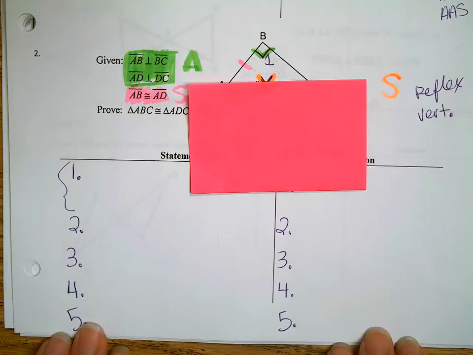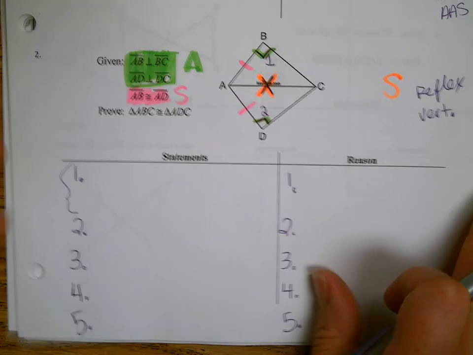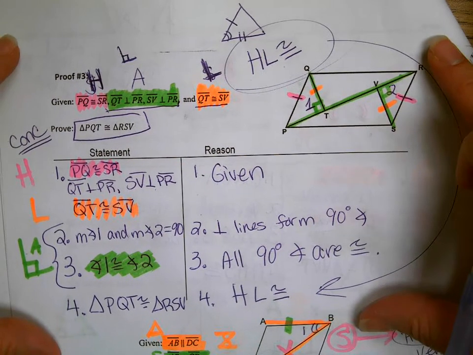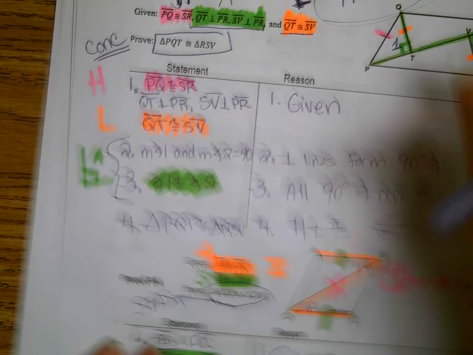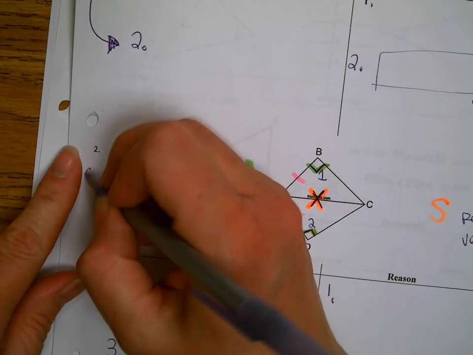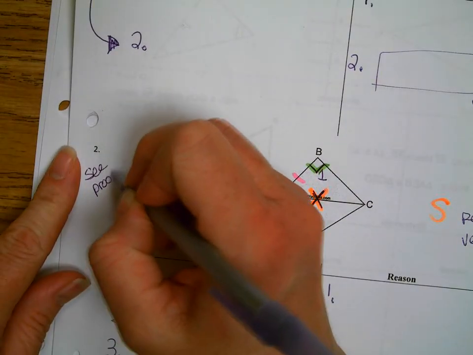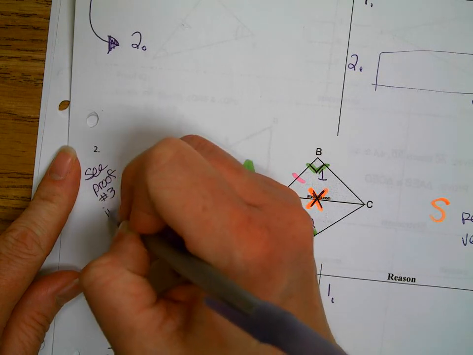I'm not going to give you too much more here, but I will tell you this proof number 2 has some similarities to this proof number 3 over here from your notes. Okay, so I'm going to have you write that down. So you're going to see proof number 3 in your notes.